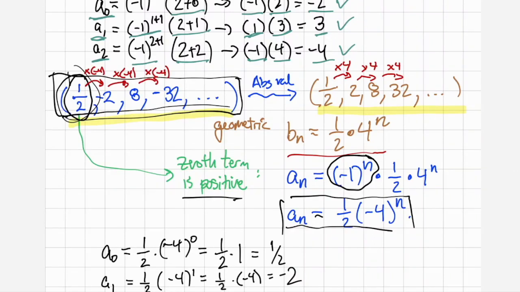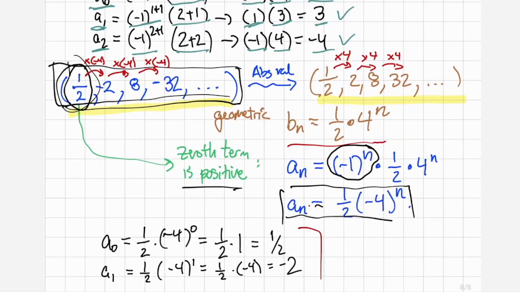Both of those two methods would work. It's up to you which one feels more comfortable to you. Again, we can plug in our values for n is equal to 0 and n equals 1, and we see our values for a0 and a1 do match with our sequence, and we feel comfortable that we have the right formula.